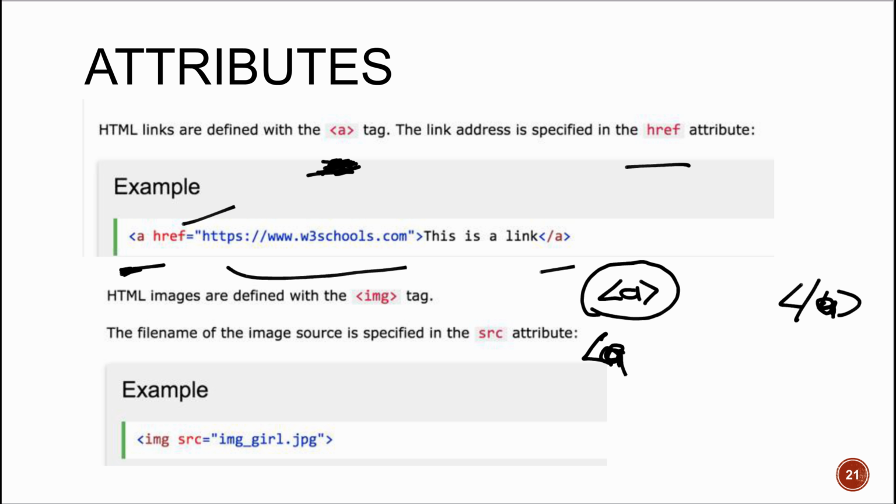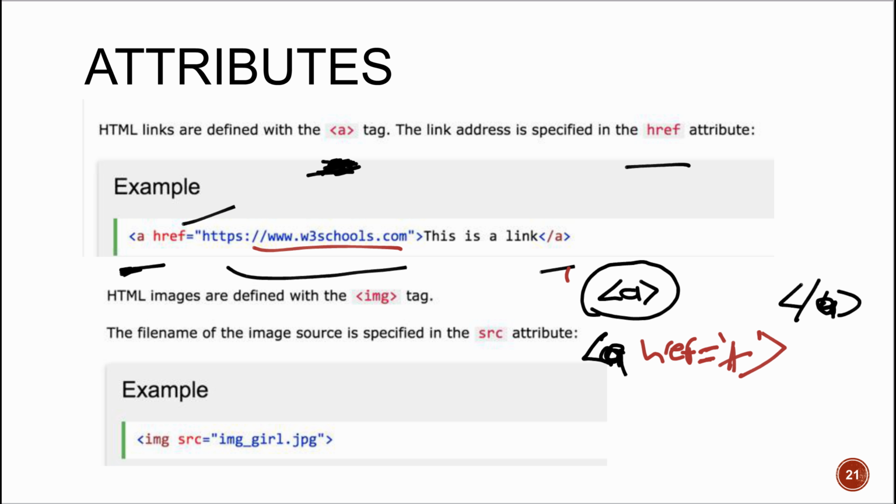Let me change the color. So the attribute is href. Then you have to equate it, and put in quotes the value you are giving this attribute. You now state it here, just like what we have here.